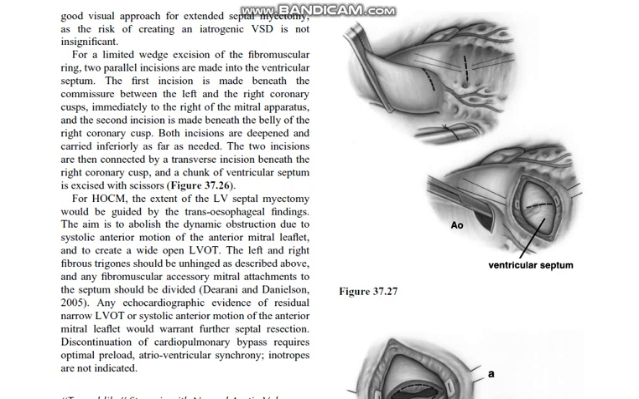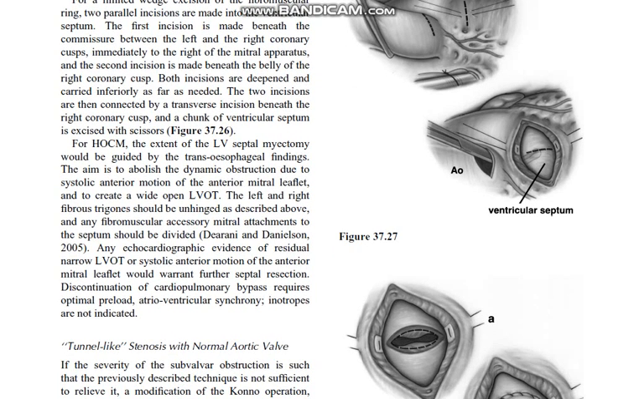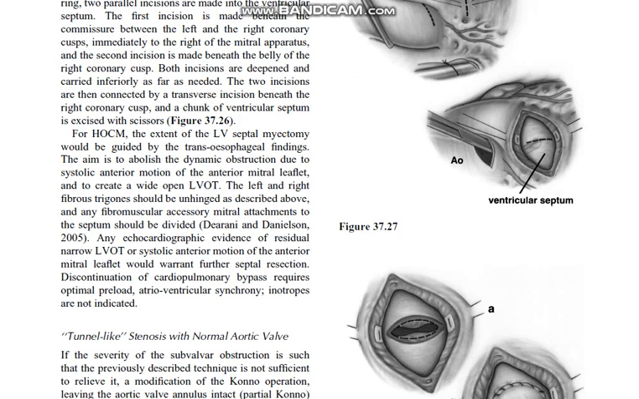The left and right fibrous trigones should be unhinged as described above, and any fibromuscular accessory mitral attachments to the septum should be divided. Any echocardiographic evidence of residual narrow left ventricular outflow tract or systolic anterior motion of the anterior mitral leaflet would warrant further septal resection. Discontinuation of cardiopulmonary bypass requires optimal preload, atrioventricular synchrony; inotropes are not indicated.